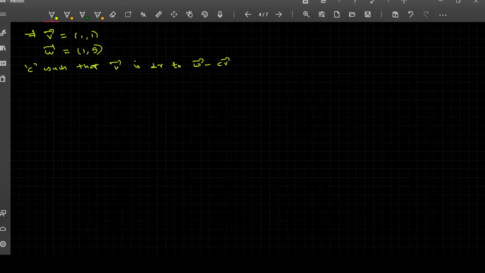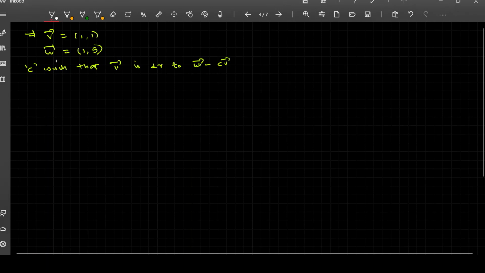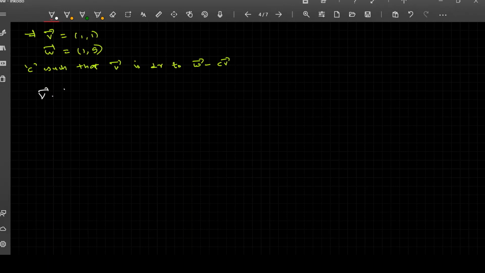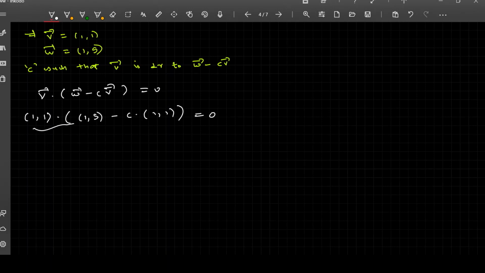V vector and W vector minus CV vector must be perpendicular. So for this to happen, we can just directly have the dot product to be 0. So V vector dot W vector minus CV vector. Fine. So it's 1 comma 1 dot 1 comma 5 minus C times 1 comma 1. So this must be equal to 0, and this dot product will actually give the answer as 6, and this dot product will actually give the answer as 2. So the value of C is 3.